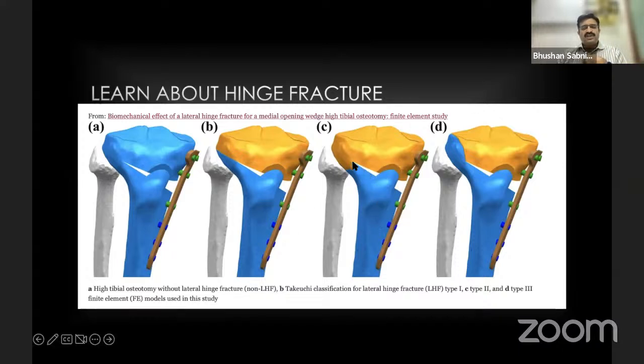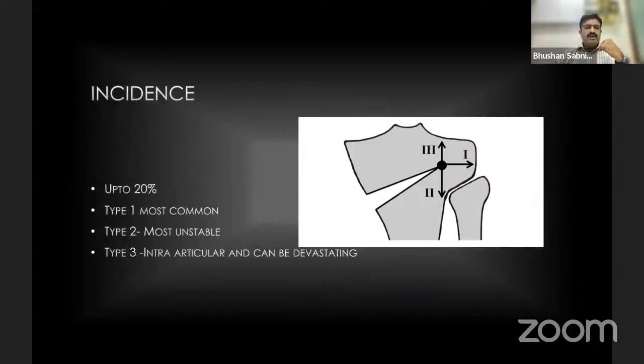Type 2 is when the fracture line goes distally. And now this happens when your osteotomy is very low. So rather than aiming for the fibula head, you aim for 1.5 centimeters from the lateral joint line on the tibia, and this problem can be minimized. And type 3 is when the osteotomy extends into the joint. This is the disaster. If you don't look at it properly, you're bound to get a lot of problems.